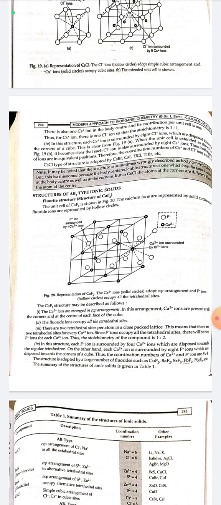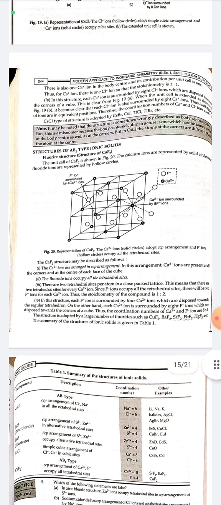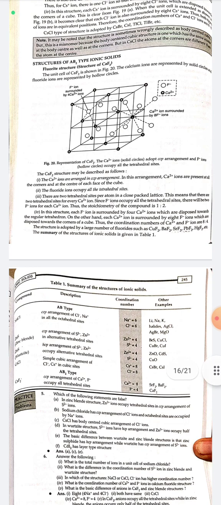The CaF2 structure may be defined as the structure arranged in a CCP arrangement. In this arrangement, Ca plus 2 ions are present at all corners and at the center of each face of the cube. Fluoride ions occupy all tetrahedral sites. There are 2 tetrahedral sites per atom in a close packed lattice. This means that there are 2 tetrahedral sites for every Ca positive ion, and since F negative ions occupy all tetrahedral sites, there will be 2 F negative ions for each Ca plus 2 ion. Thus, the stoichiometry of the compound is 1:2.